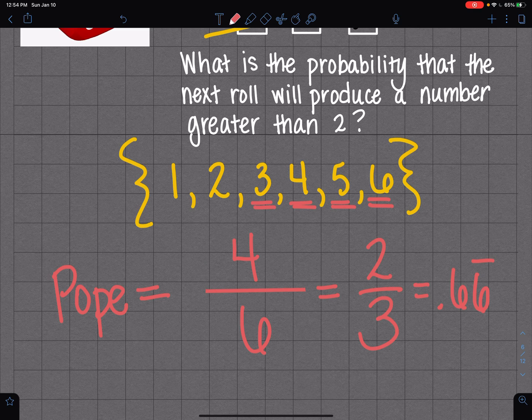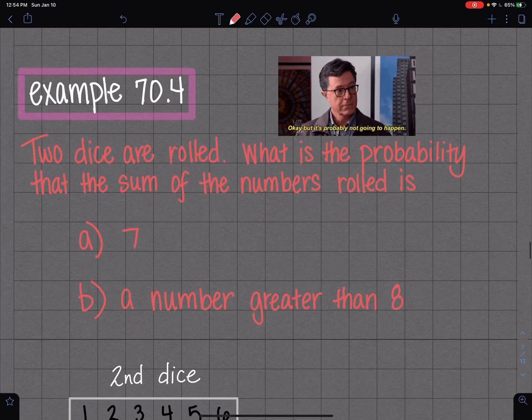There's a 66% chance that I get something greater than 2. Okay, those were pretty good odds. Yeah, it's pretty good. Alrighty, so let's do the next one. Example 70.4. This is so much easier than your last lesson, right?